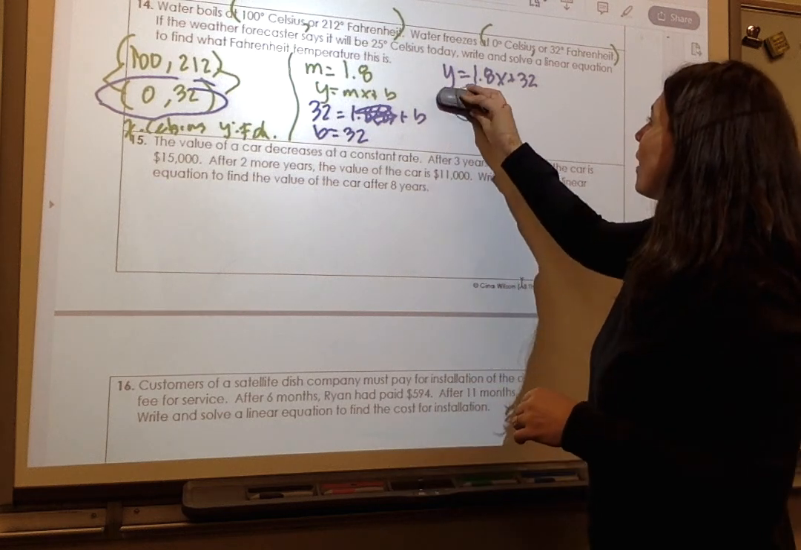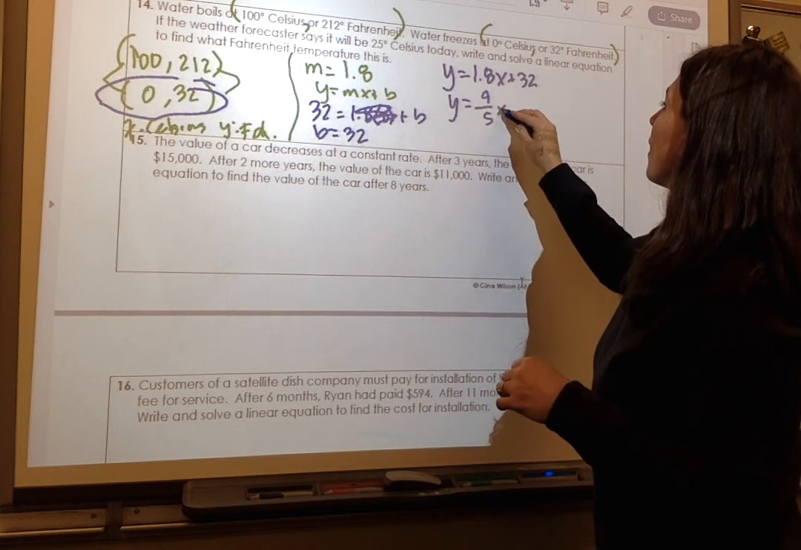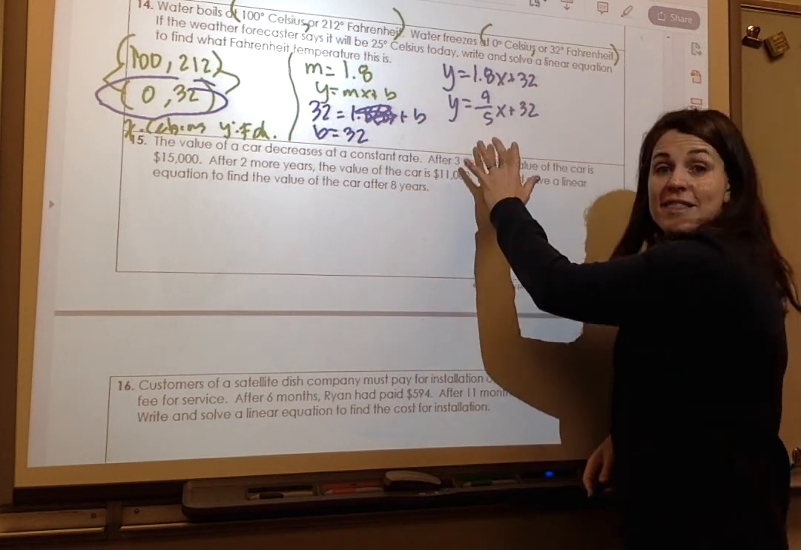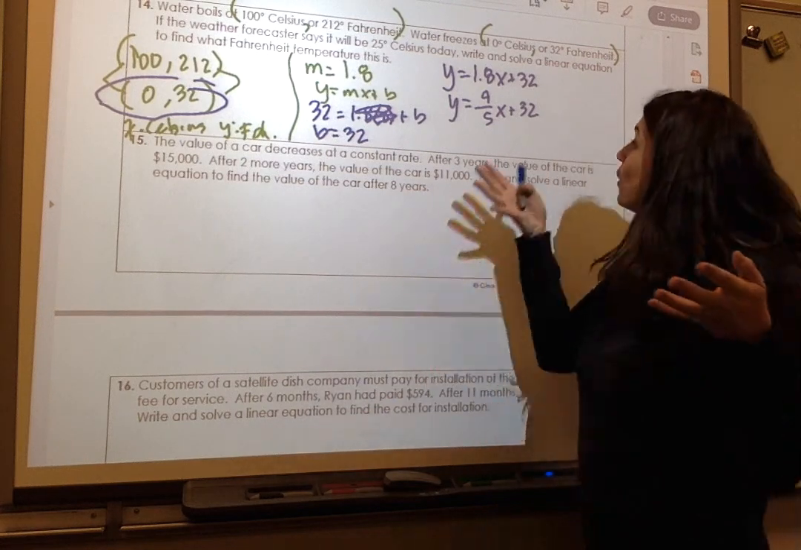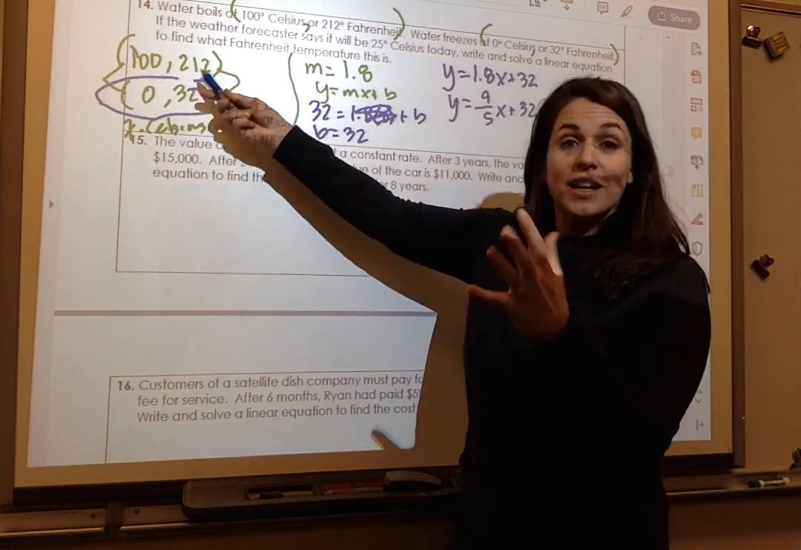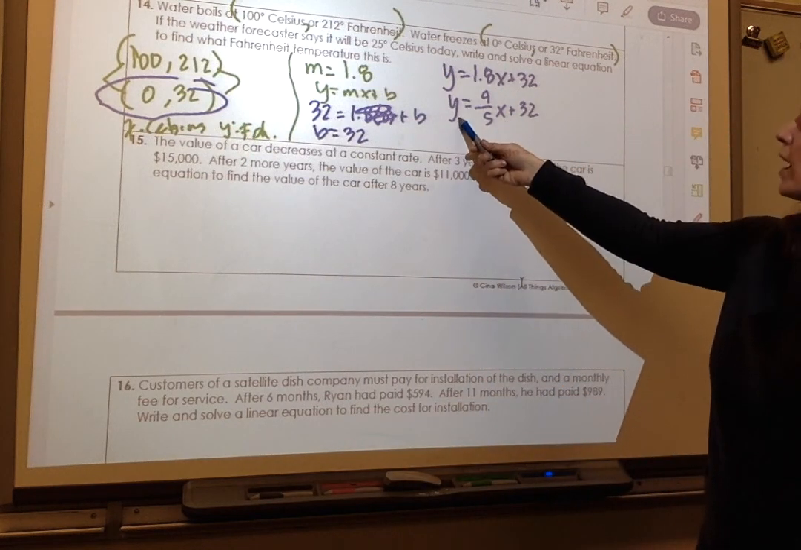Does anybody recognize this formula? That's the formula to change Celsius into Fahrenheit. How cool that you can use that formula just given 2 points. So now, X stands for Celsius, Y stands for Fahrenheit.